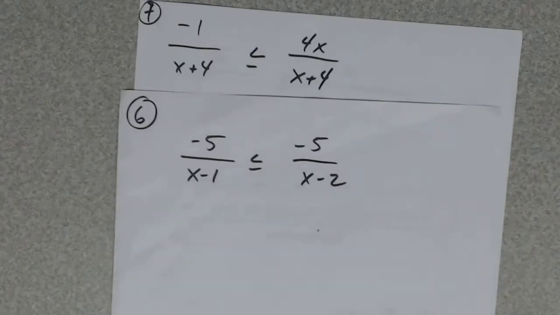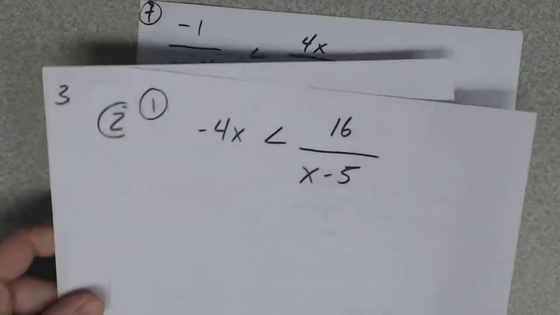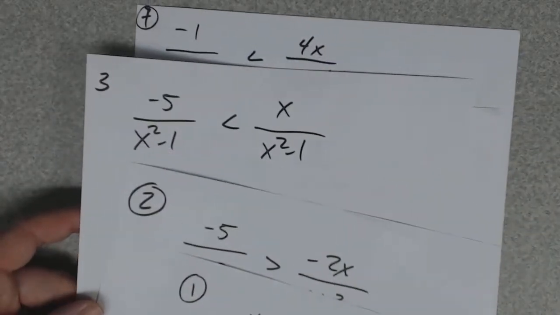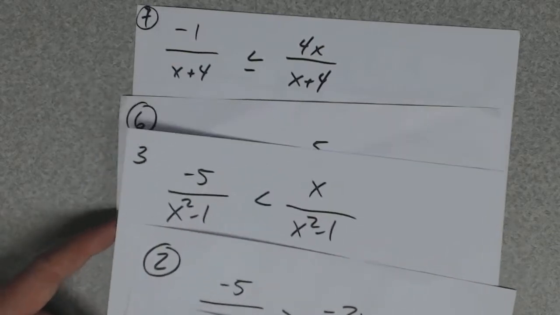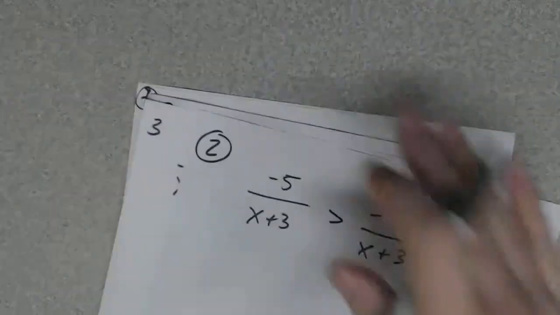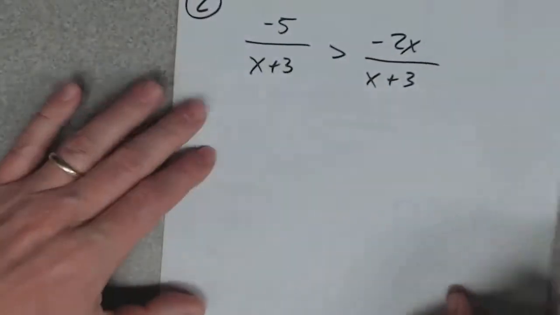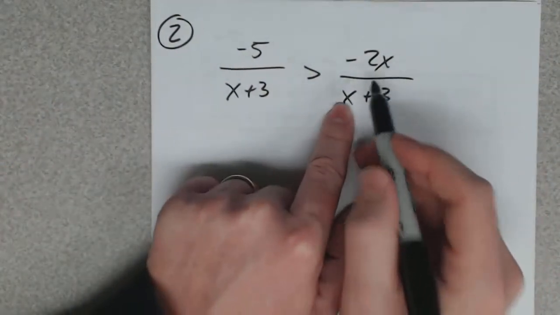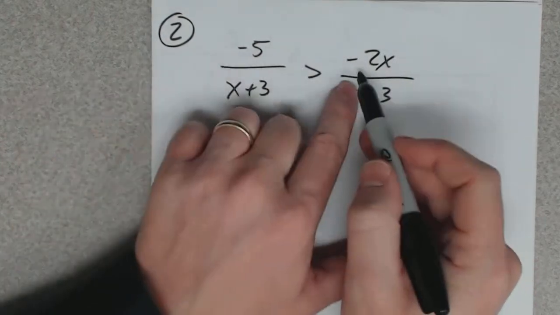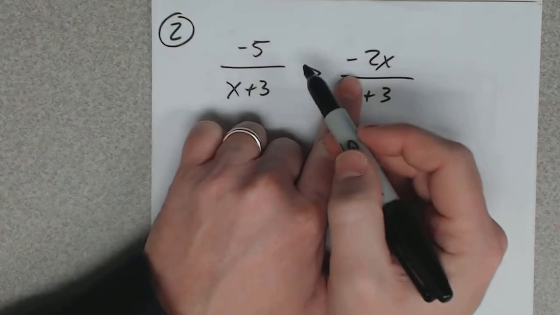Well, now I've done the easy ones. Now we're into the kind of problems where there's something on both sides. So let's try one where there's something on both sides, like number 2. So basically, I'm going to make this look like the ones we just did. I'm going to move everything over. If I move this, it was negative, so if I move it to the other side, it'd be positive.